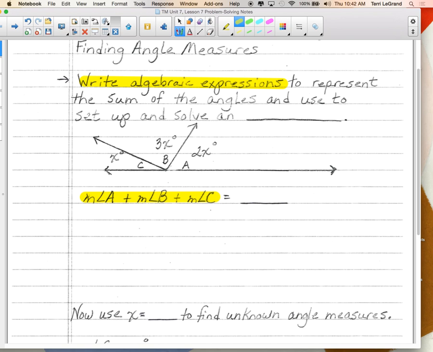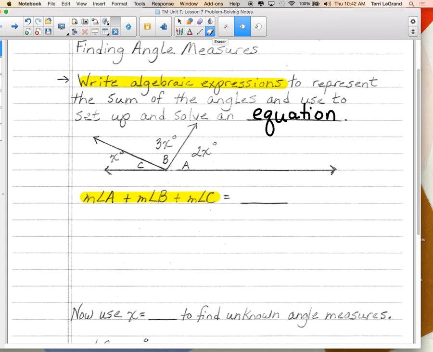And then we're going to use that to set up and solve, notice I have an equal sign there, to set up and solve an equation. Oops, I put that in the wrong spot. So you're going to write an algebraic expression that you can use in an equation.